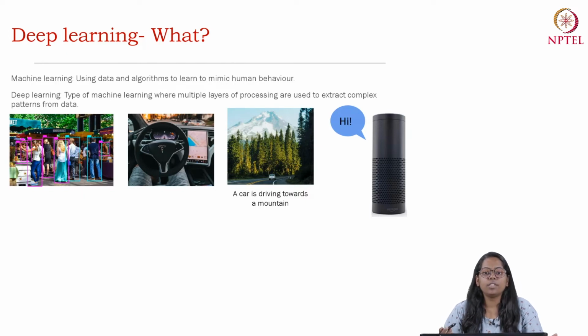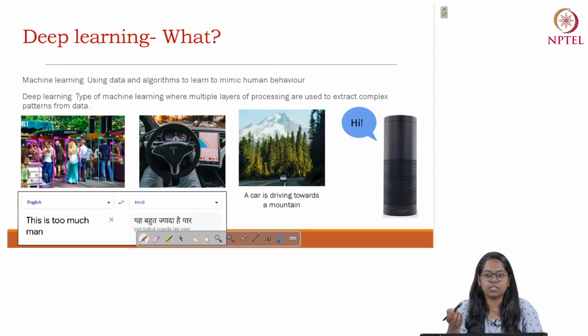Another day-to-day activity that involves the application of deep learning is translation. We often use translation blindly, or we often do not appreciate the amount of algorithms that are being used at the back end of it. So in translation as well, deep learning algorithms are used where the input is in one language and the output is in some other language.